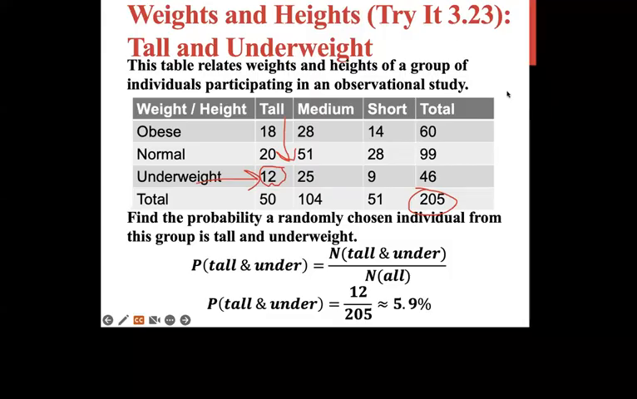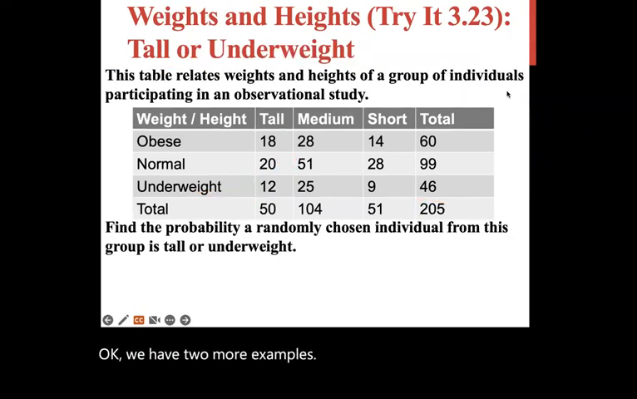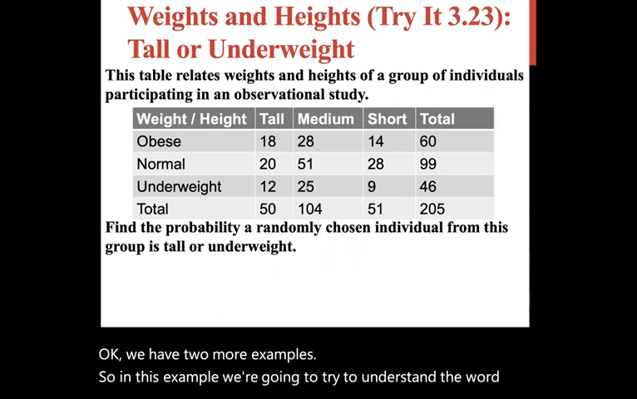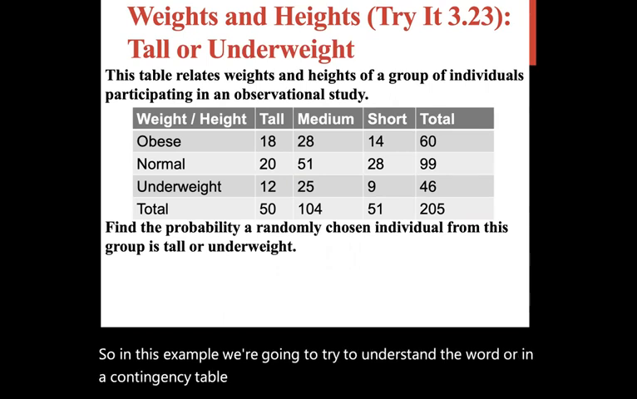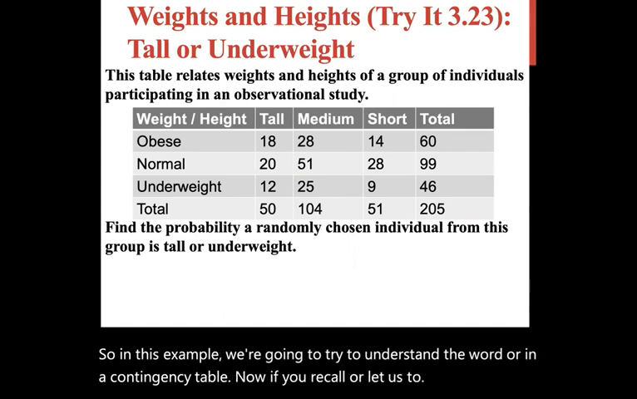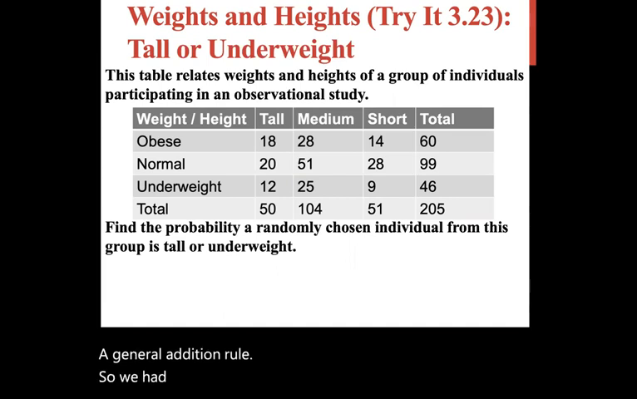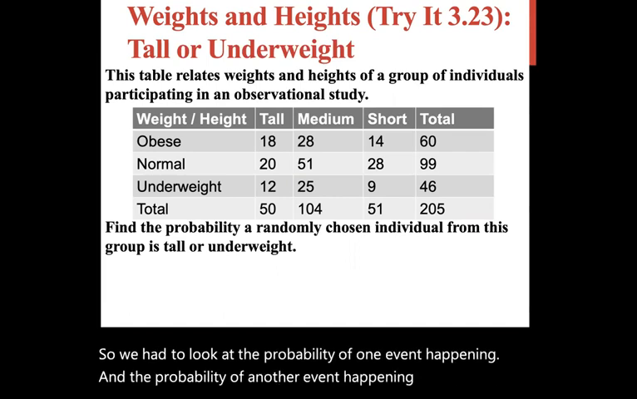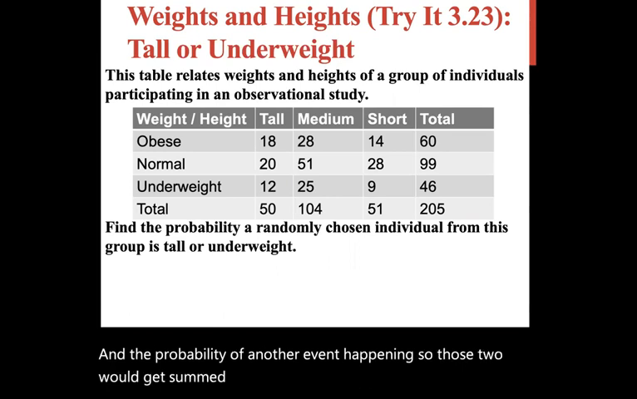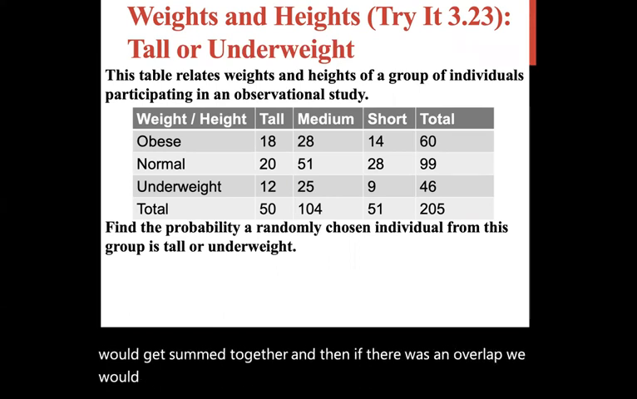Okay, we have 2 more examples. So in this example, we're going to try to understand the word "or" in a contingency table. Now, if you recall, "or" led us to a general addition rule, right? So we had to look at the probability of one event happening and the probability of another event happening. So those two would get summed together. And then if there was an overlap, we would double count.